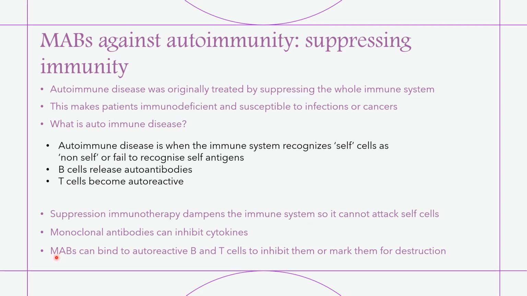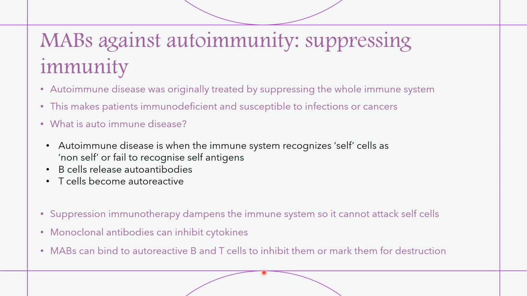We can also create monoclonal antibodies that can bind to B and T cells, and this binding to specific molecules can actually stop them from functioning or inhibit them, or even mark them for destruction by other immune cells. And we can specifically target the autoreactive B and T cells, so that only the ones that are causing the damage are going to be damaged, because obviously we still need B and T cells for other diseases. So we can be really specific in that way.